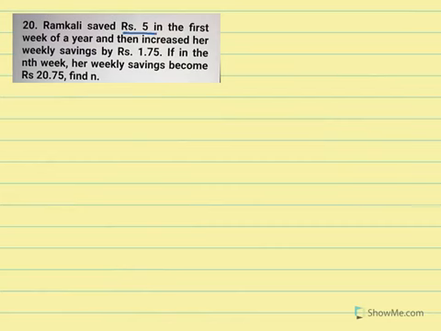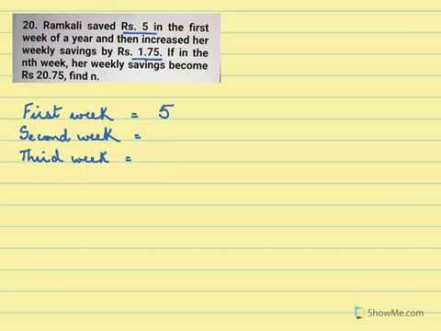Ramkali saved rupees 5 in the first week of a year and then increased her weekly savings by rupees 1.75. If in the nth week her weekly saving was 20.75, find n. So in the first week her savings were 5. In the second week it was 5 plus 1.75, she increased her savings, so it's 6.75. In the third week it was 6.75 plus another 1.75, so that would be rupees 8.50.